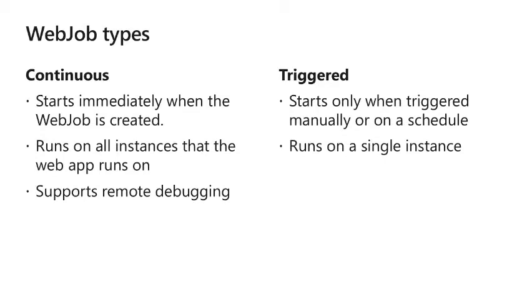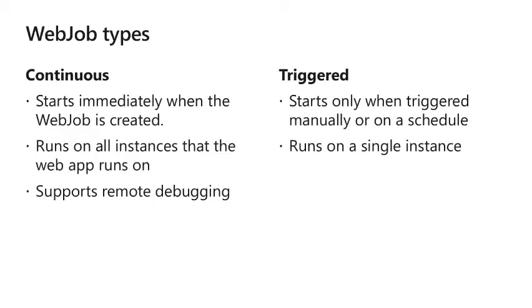Continuous starts immediately when web job is created. To keep the job from ending, the program or a script typically does its work inside an endless loop. If job does end, you can restart it. Runs on all instances that the web apps runs on. You can optionally restrict the web job to a single instance. It supports remote debugging.